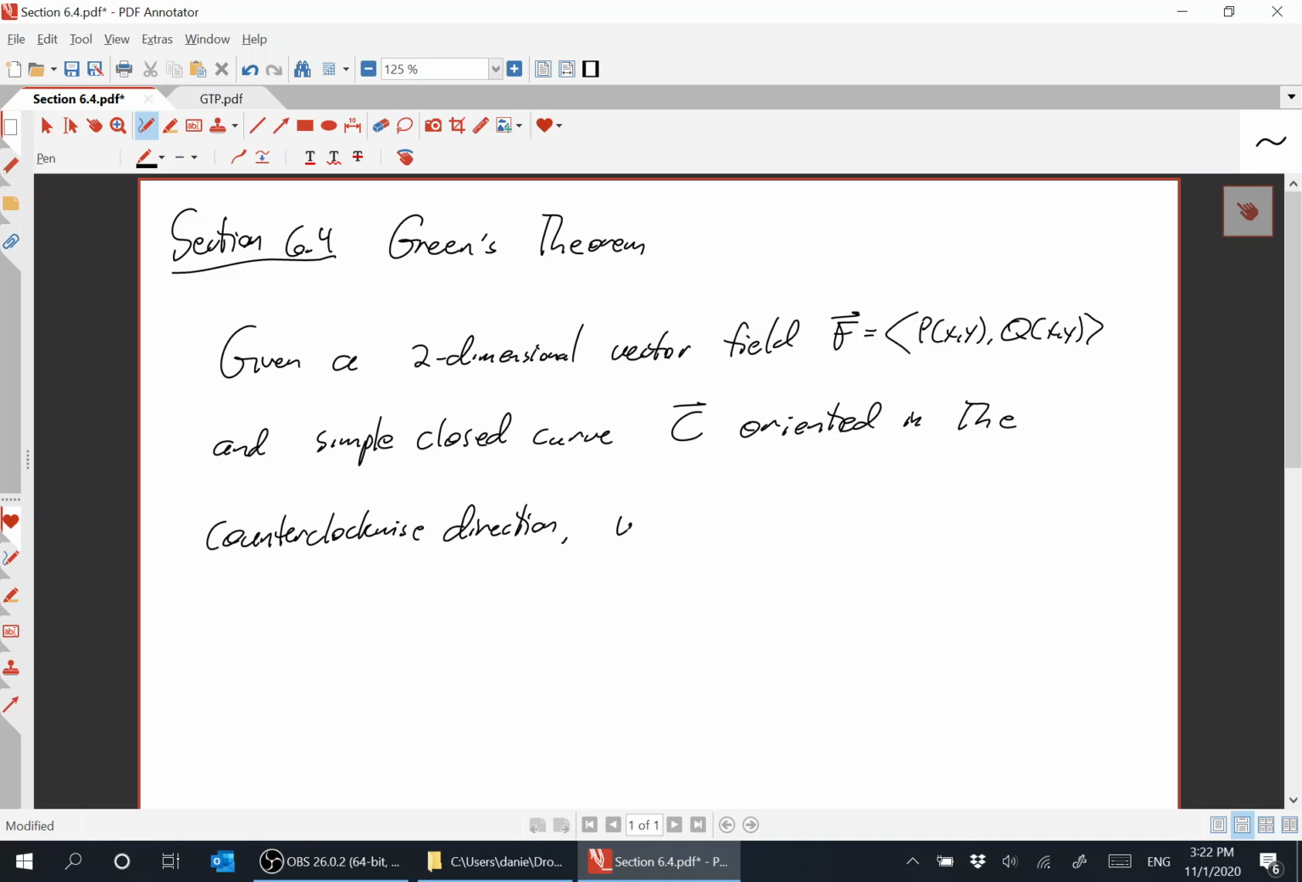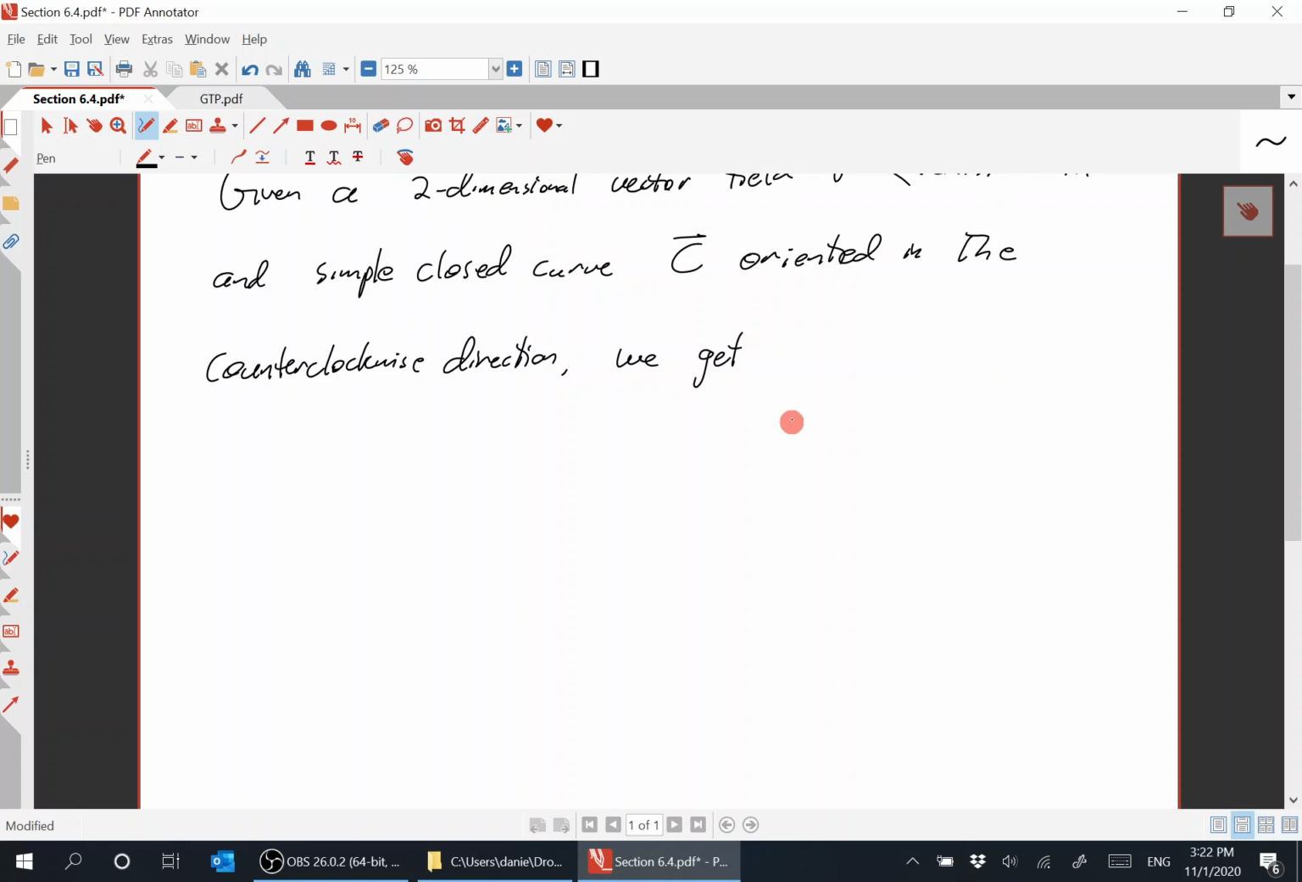So a simple closed curve C, so that's a curve that doesn't intersect itself, no loop-the-loops or anything weird like that. Just a closed curve C, oriented, and when you have that, it essentially encloses a region where you have an inner region and an outer region, the inner and the outer region.